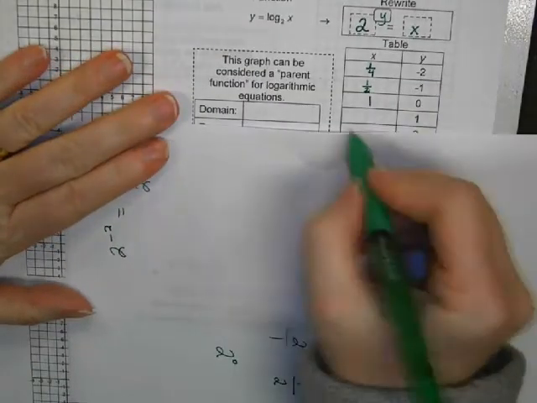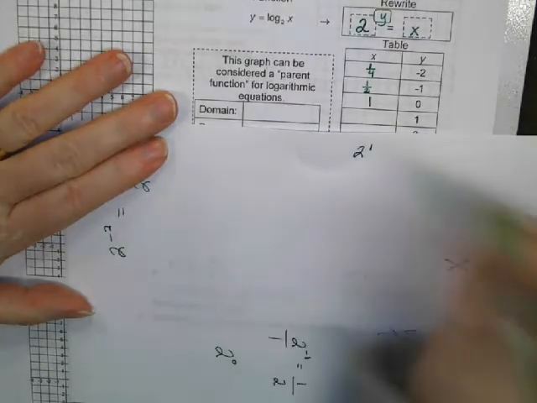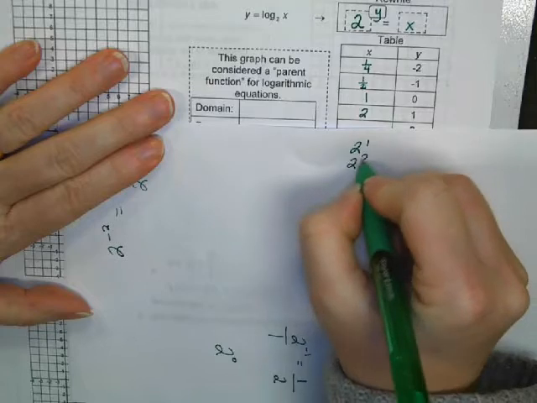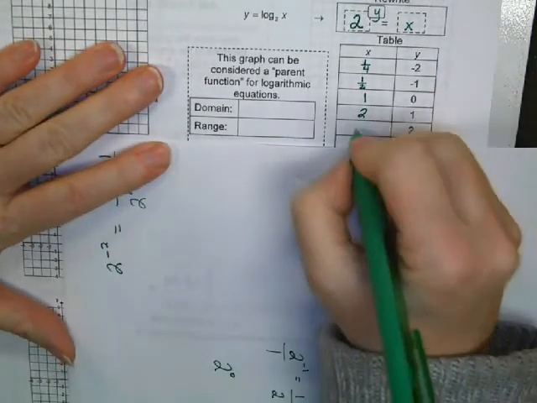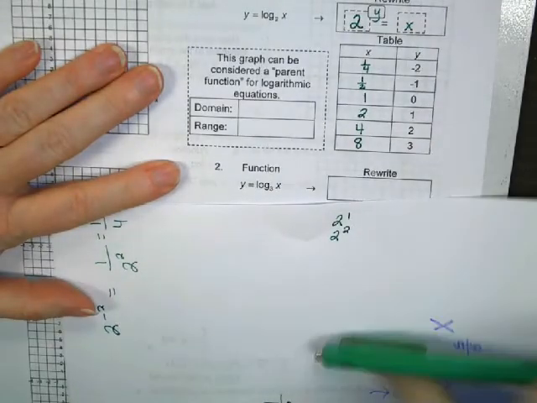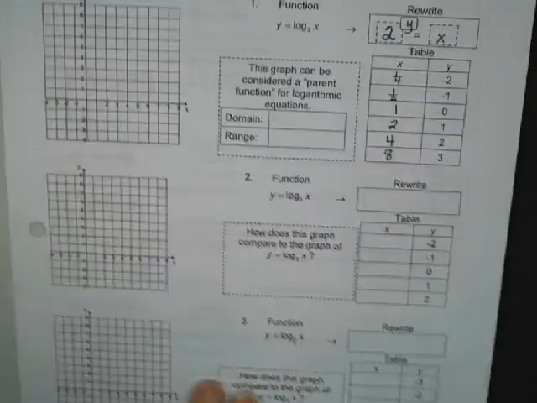Okay, this is 2 to the first power. 2 to the second power. 2 to the third power, 8. Randy said 2 to the 4th, or 2. Now we can graph this.